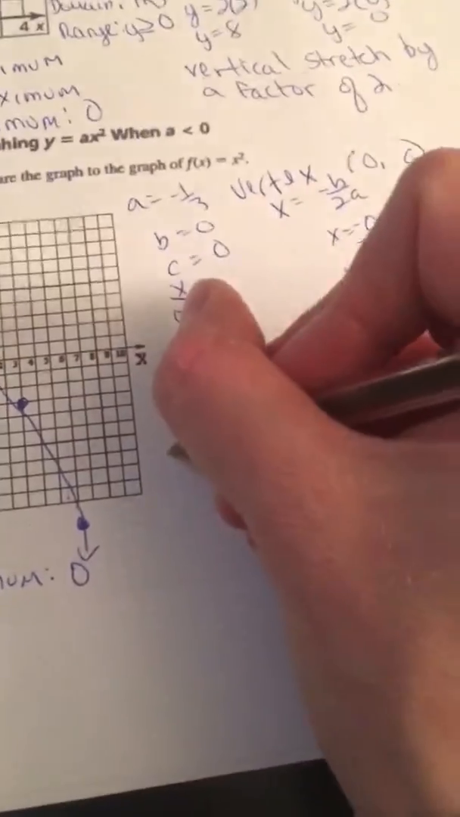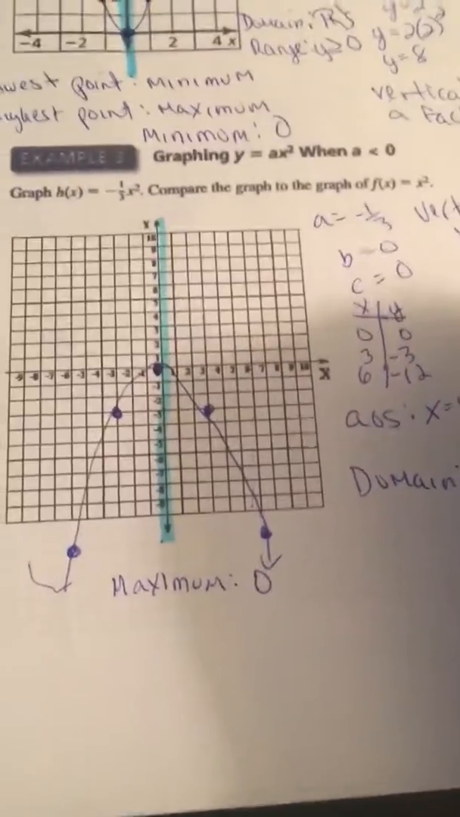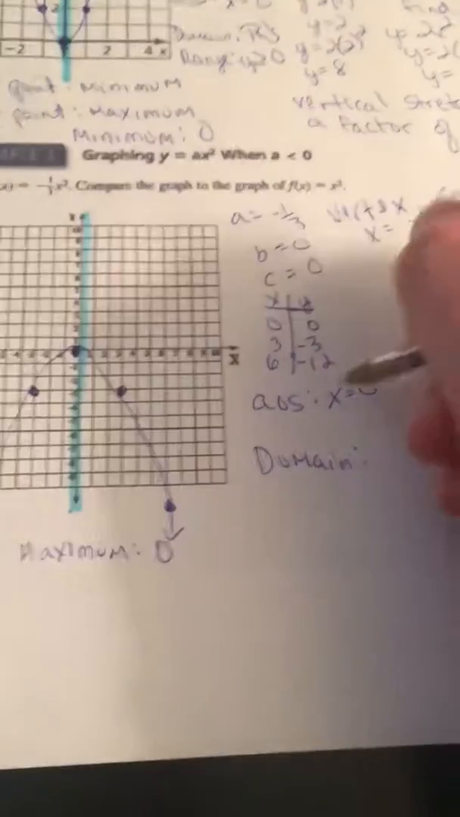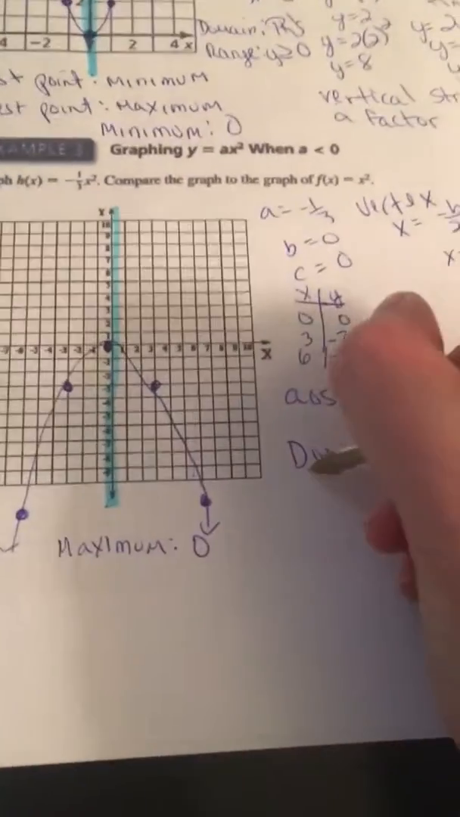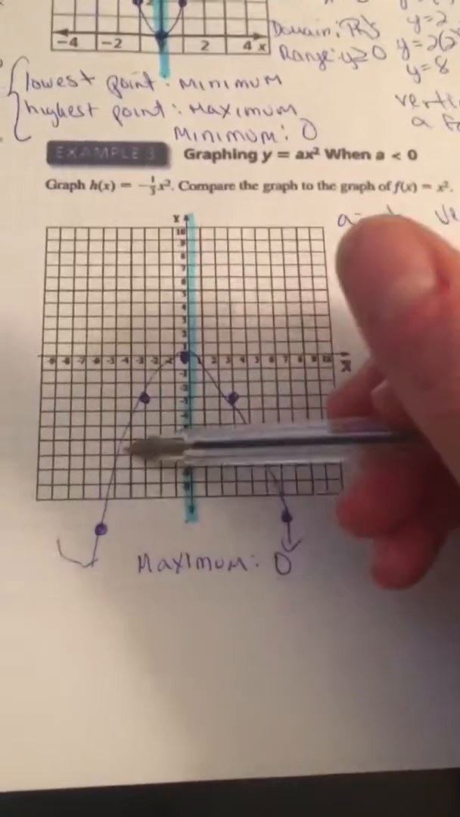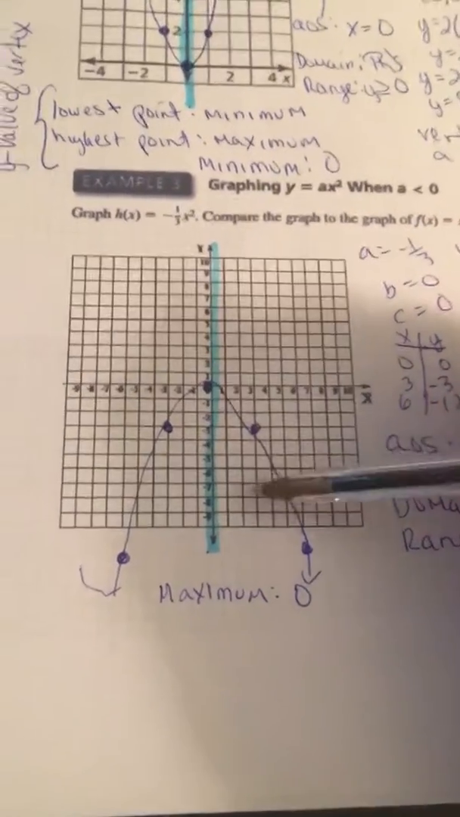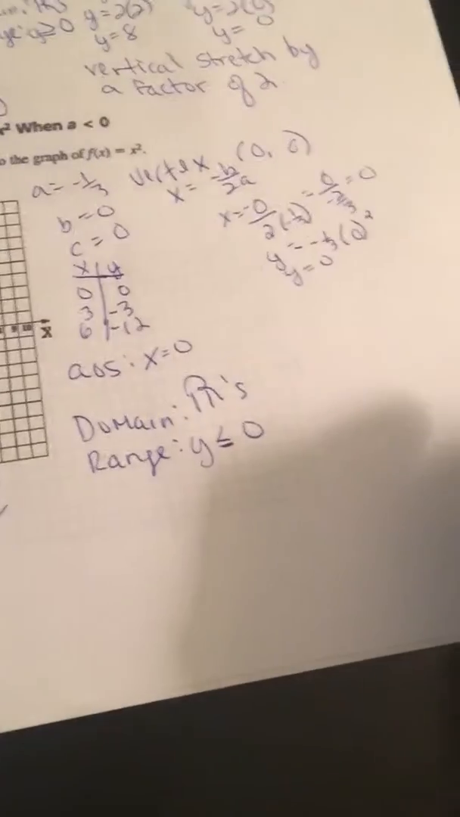When I look at the domain and range, again, my domain is not restricted, so my domain is all real numbers. My range, when I look at my graph, my y values will never be greater than 0. Therefore, my range will be written as y is less than or equal to 0.